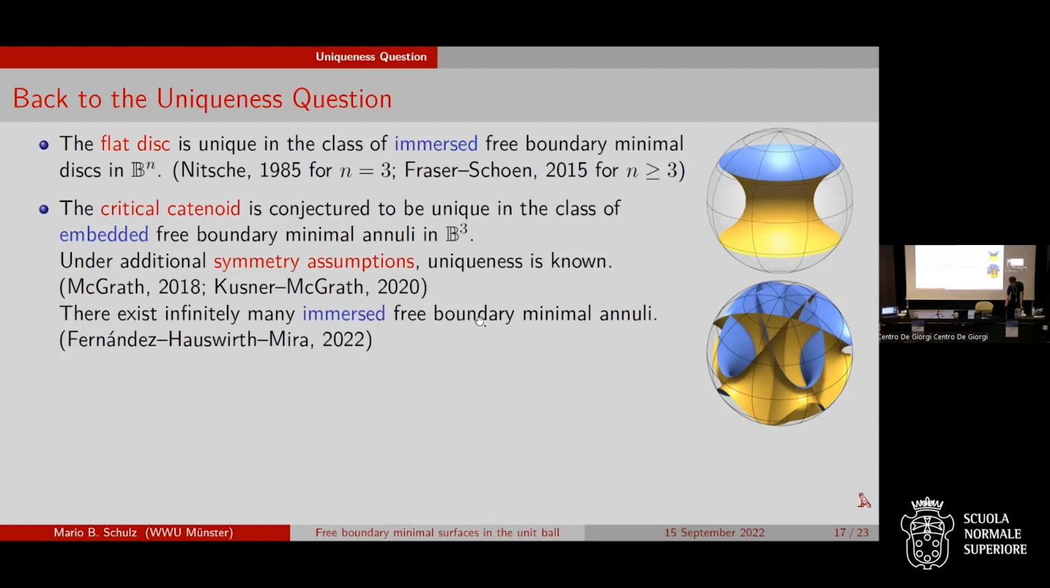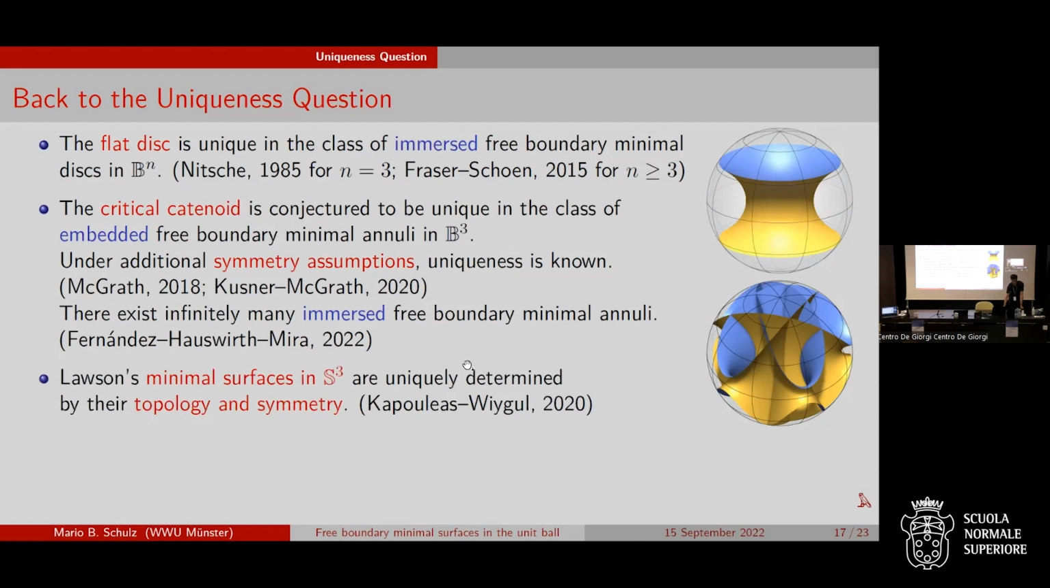Let me also digress a bit and tell you that maybe you've heard of Lawson's minimal surfaces in the three-dimensional sphere. Lawson has shown that any closed surface can be realized as an embedded minimal surface in the three-dimensional sphere. And some years ago, Kapouleas and Wiygul showed that some of these Lawson surfaces are in fact unique in the class of all surfaces with the same topology and symmetry, right?